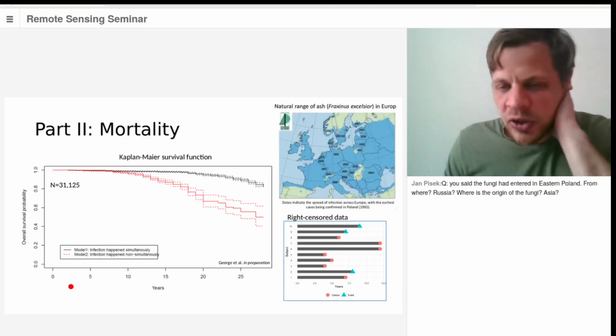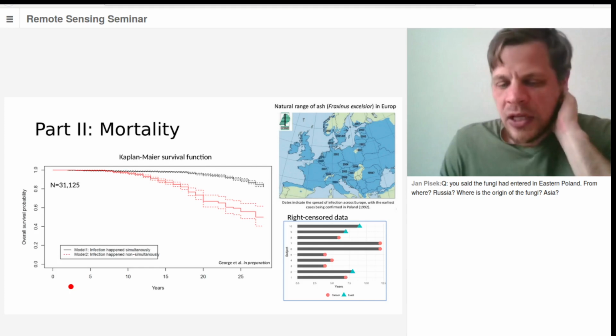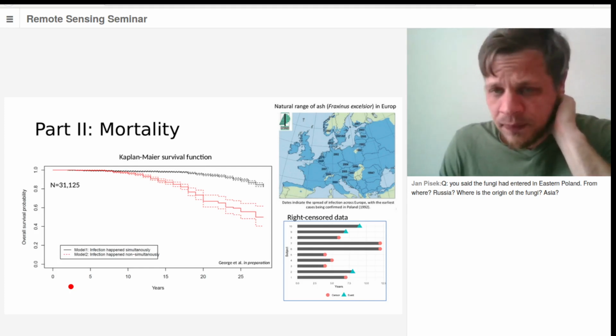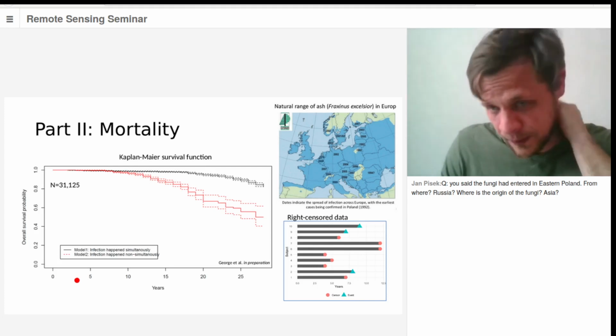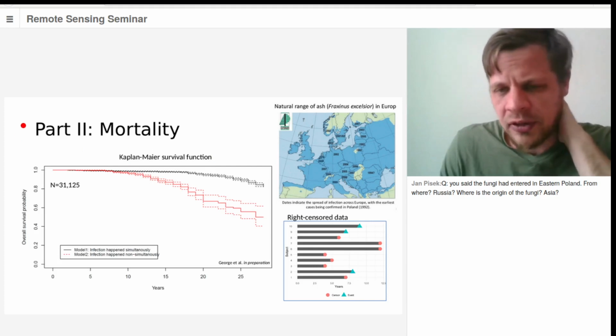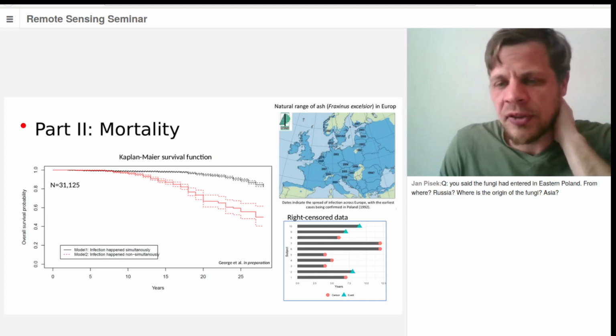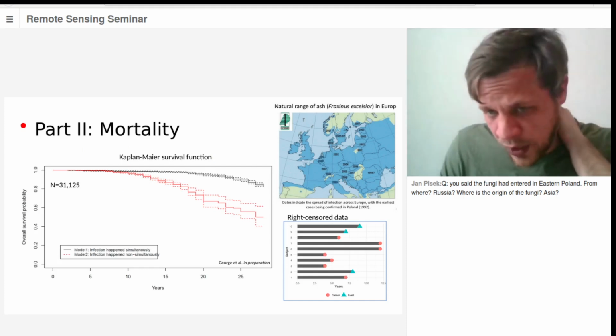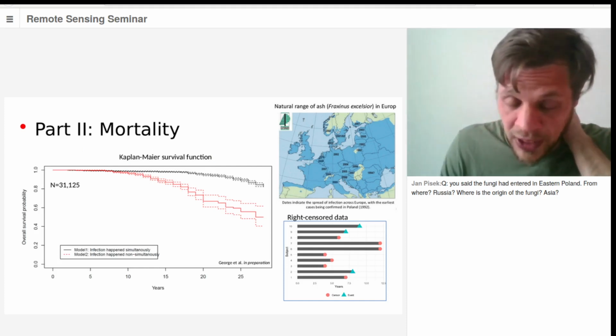So what you can do as well with this data is you can calculate survival probabilities and survival functions. And we use this Kaplan-Meier survival function, which is quite sophisticated because it takes into account the right-censored nature of the data.